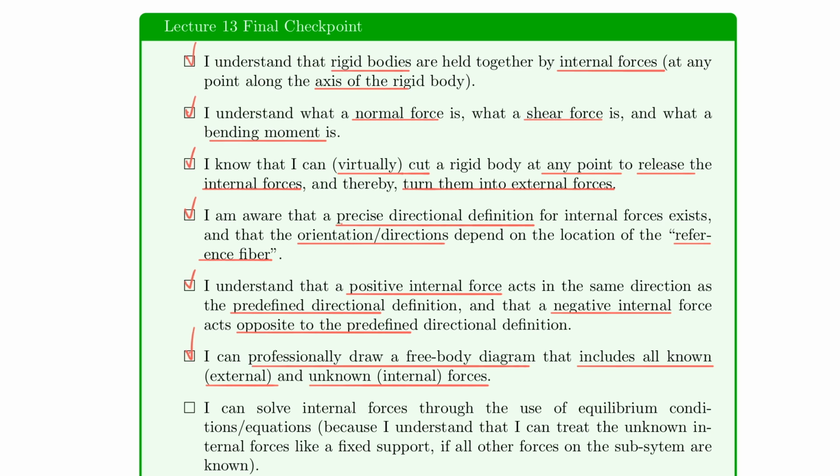And then last but not least, you understand that you can solve for internal forces by using the equilibrium equations or the conditions, because the unknown forces are really nothing different than the forces that act on a fixed support. So you can really use your knowledge from cantilever beams to find these internal forces, as long as all other forces, and that means external forces, on the subsystem are known. I believe we can agree that this was definitely shown in this lecture, how you have to do that, at least for a simply supported beam.